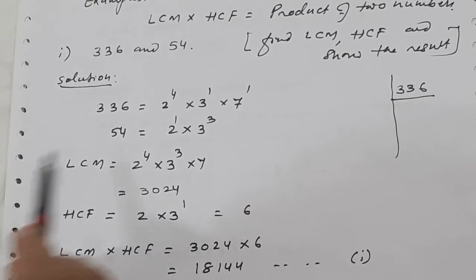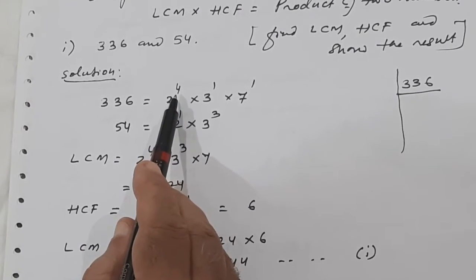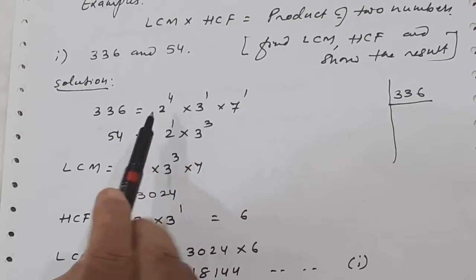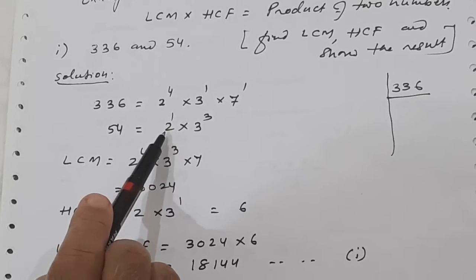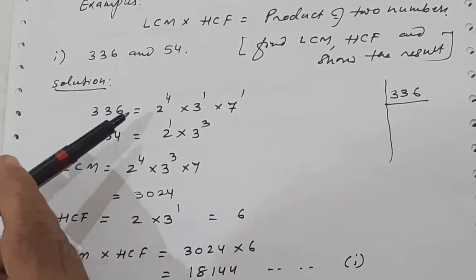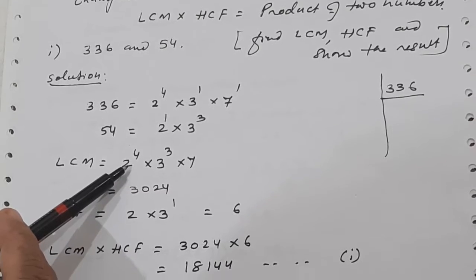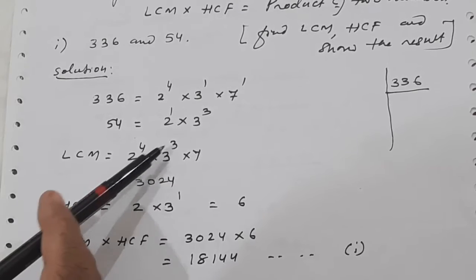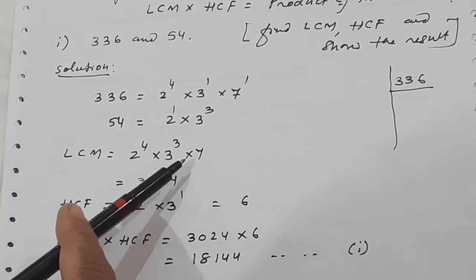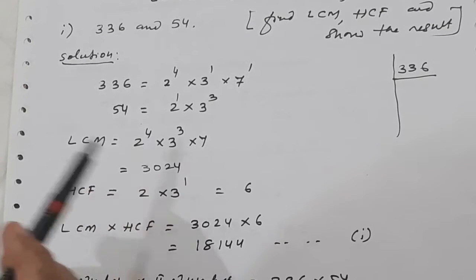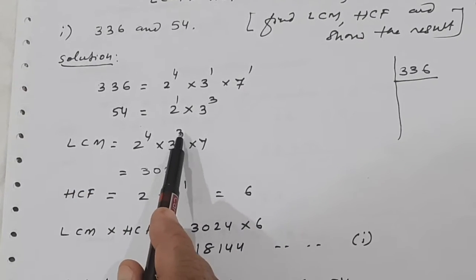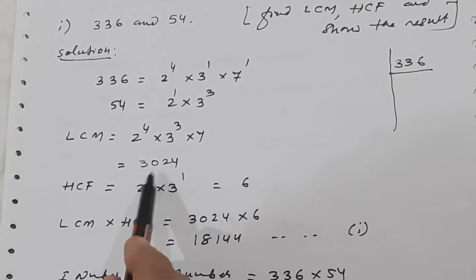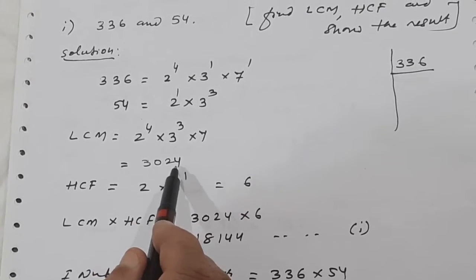Now what is the LCM? For LCM we have to take the highest powers of the common factors and the remaining. Now 2 is common here. See, 2 raised to 4 and 2 raised to 1. So which is the higher power? 2 raised to 4. So let us take 2 raised to 4. 3 is also common. So 3 raised to 1 and 3 raised to 3. Take the highest power. And 7 is not common, but we have to consider it. Multiply. 2 raised to 4 is 16. 3 raised to 3 is 27. Multiplied by 7, we get 3024. Multiply all this, you will get LCM 3024.